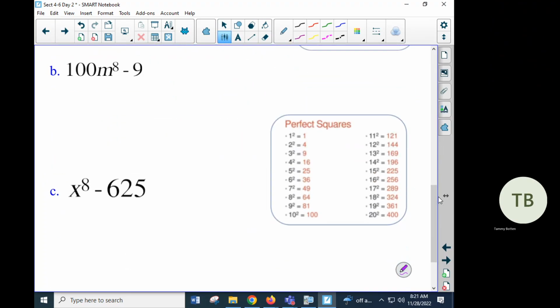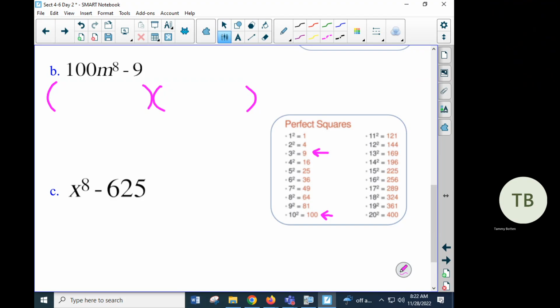Now, if we look here, we have 2 terms. There's nothing I can take out front, so I don't have to worry about that. I do have a subtraction sign. 109. Here's 100. Here's 9. Okay. And then I have to have an even power, and 8 is even. So I am going to do difference of squares again.